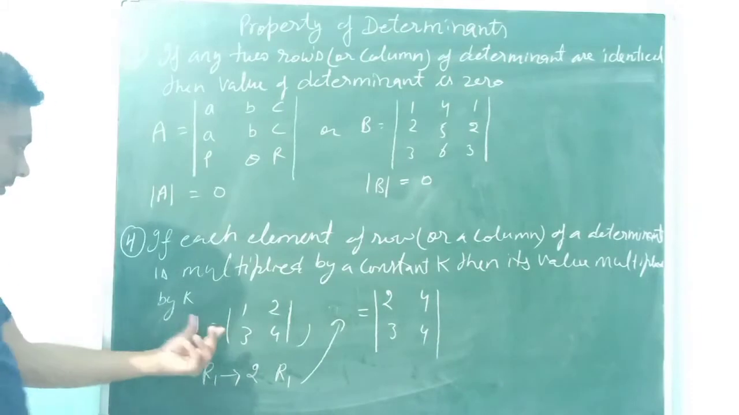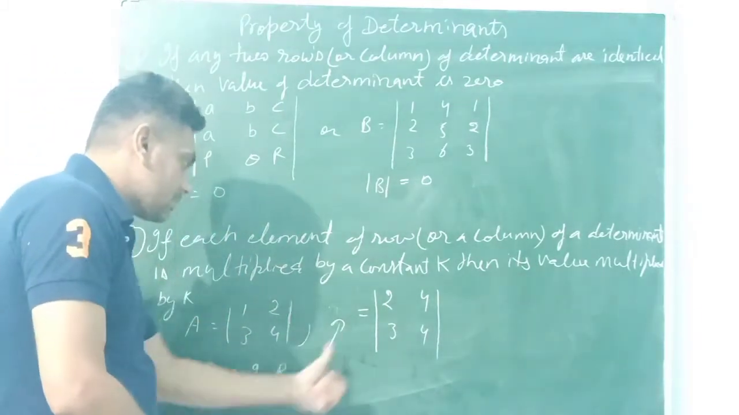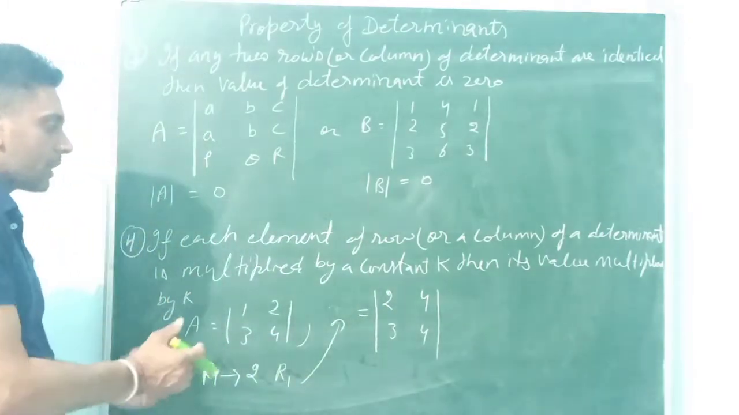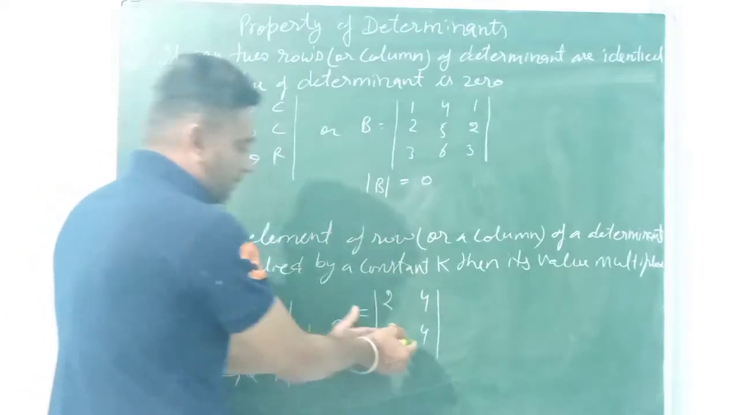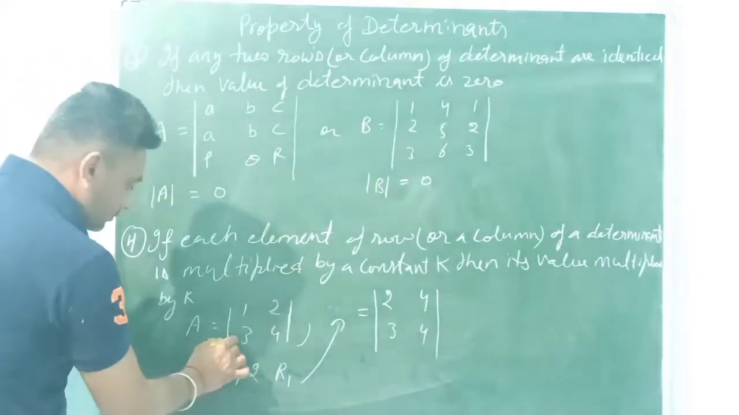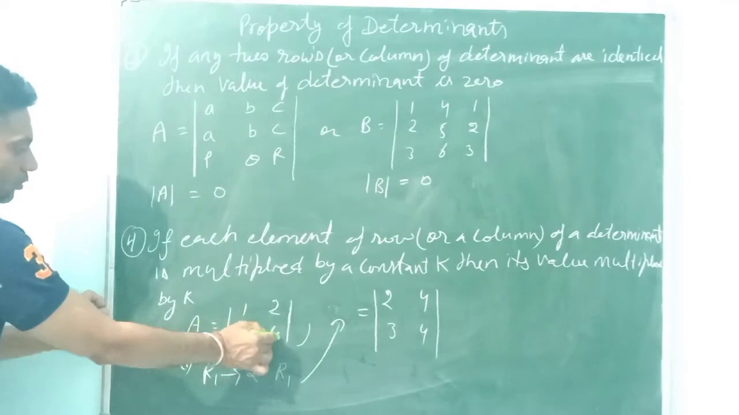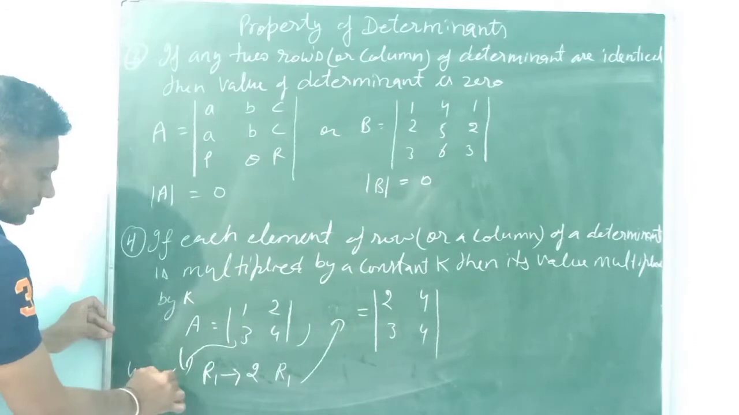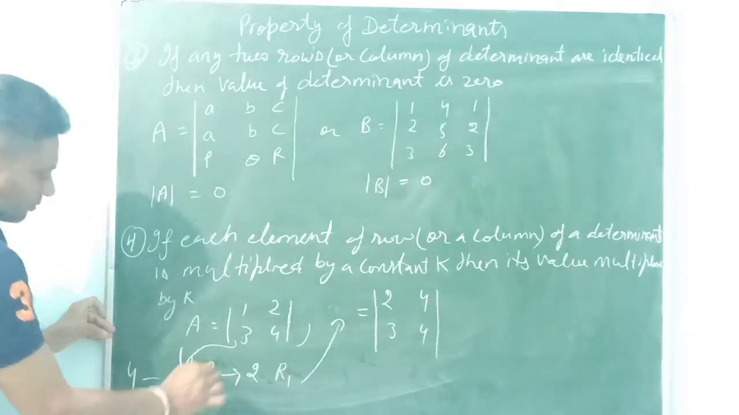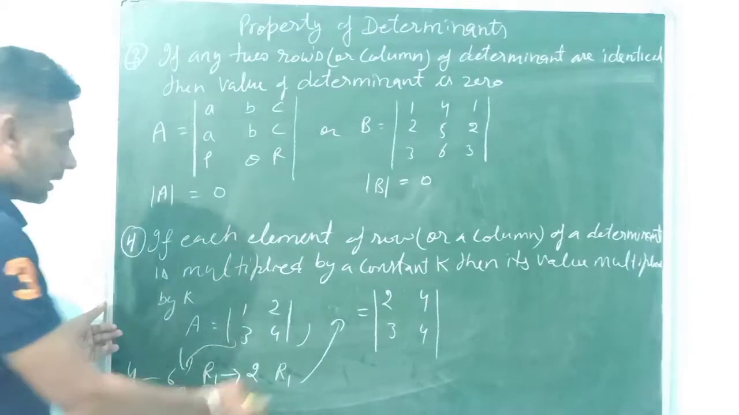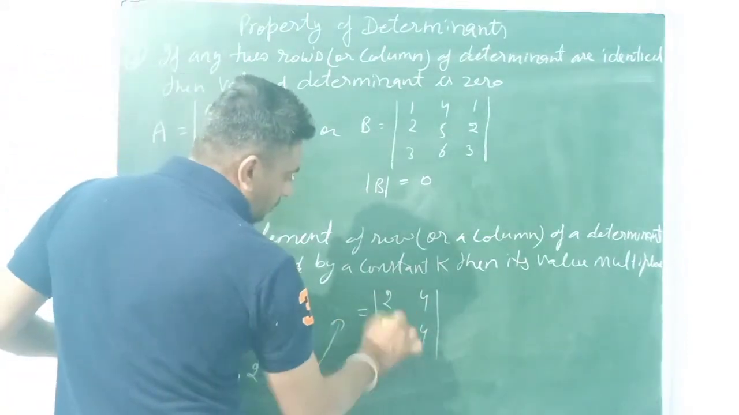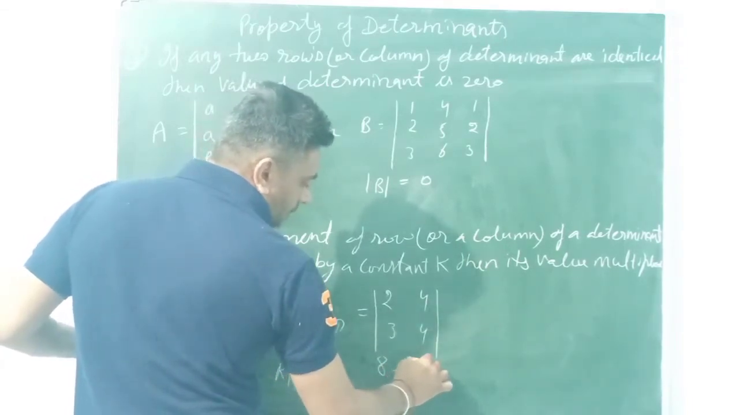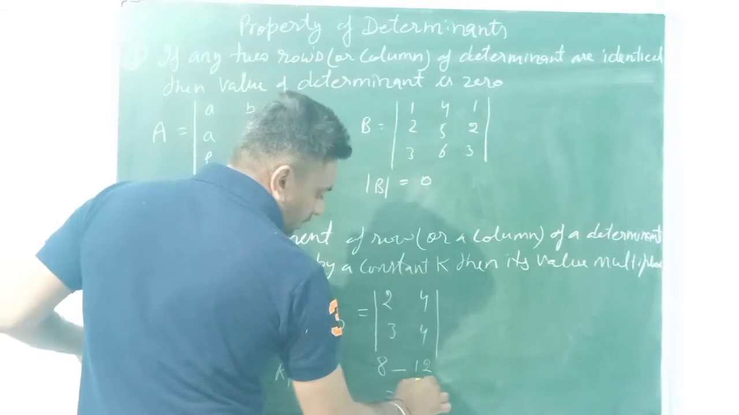Now we get two determinants. One is A and one is this, where R1 is multiplied by 2. Now we have to find the value of these two determinants. Here, 4 into 1, 4, minus 3 into 2, 6. This becomes minus 2. For this, 4 into 2, 8, minus 3 into 4, 12. This becomes minus 4.